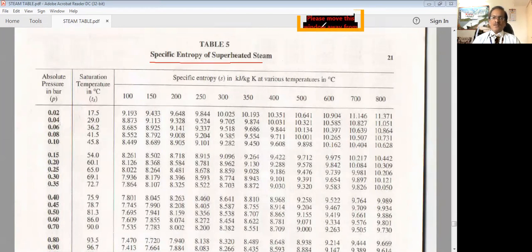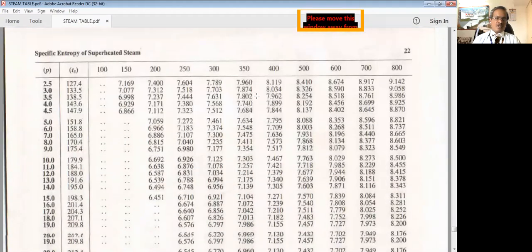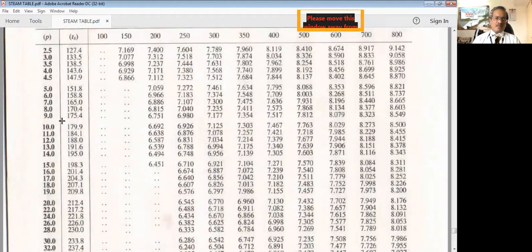Now we can take a different pressure also. Suppose here I am taking the pressure equal to 10 bar, for example. Corresponding to this, suppose I am going to take the temperature equal to 300 degrees centigrade. For the steam which is at 10 bar pressure, its saturation temperature is 179.9 degrees centigrade. But at this temperature, you will see the entropy corresponding to it will be 7.125 kilojoules per kg Kelvin. So in this way, we can read the properties.